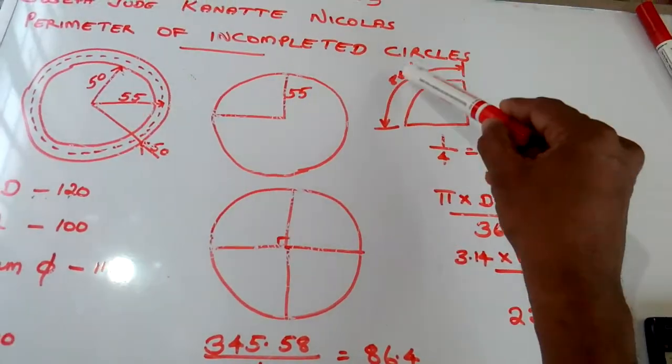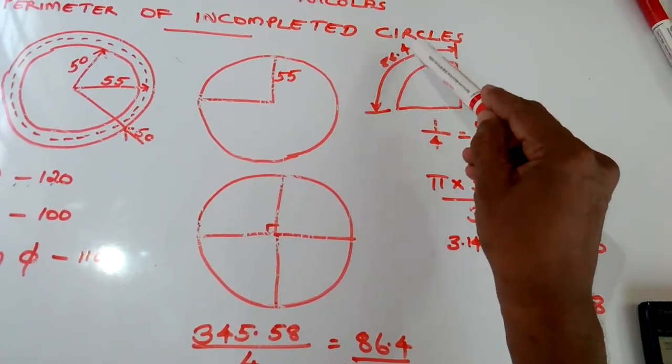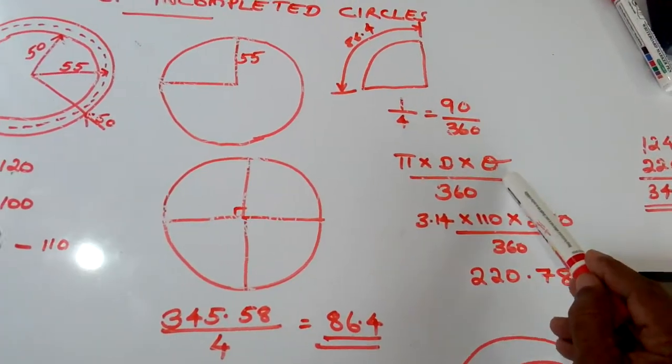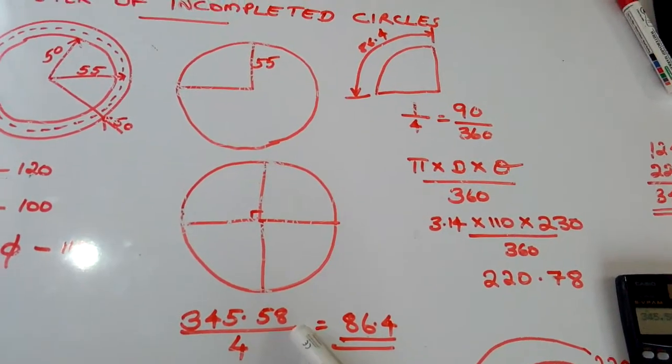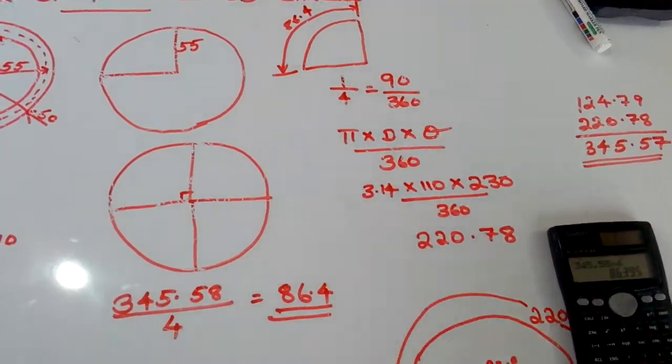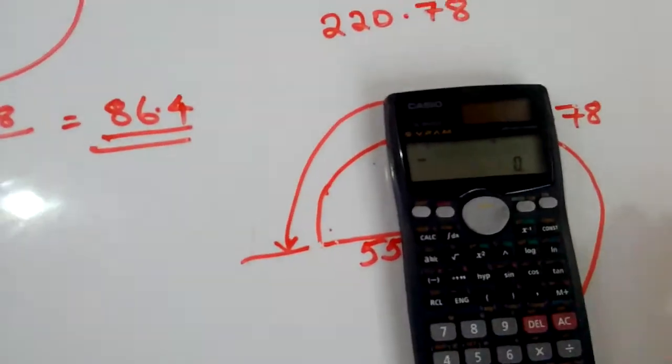We have got 86.4. For getting this one, we didn't use pi d into degree divided by 360. We just divided it by 4 only. We shall just try it with this formula, and we will get the same thing. Pi d into degree divided by 360.